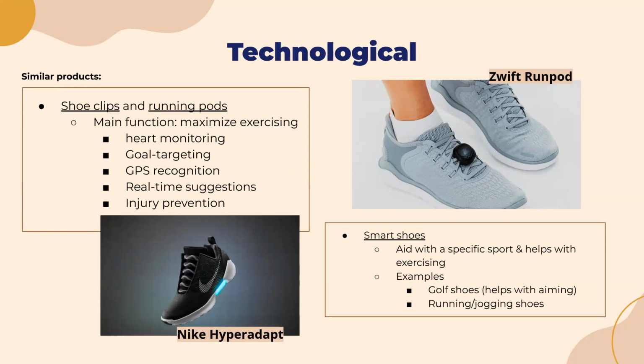In technology, there are 2 major products that have a lot of the convenience factors we include. Shoe clips and running pods, which help maximize exercising with GPS recognition, among other factors. An example would be Swift Run Pod, which is pictured on the top right. And then we also have smart shoes, which is geared to a specific sport. For example, a golf shoe helps aim. And an example would be the Nike Hyper Adapt on the bottom right, and it's specialized for shoe pressure.